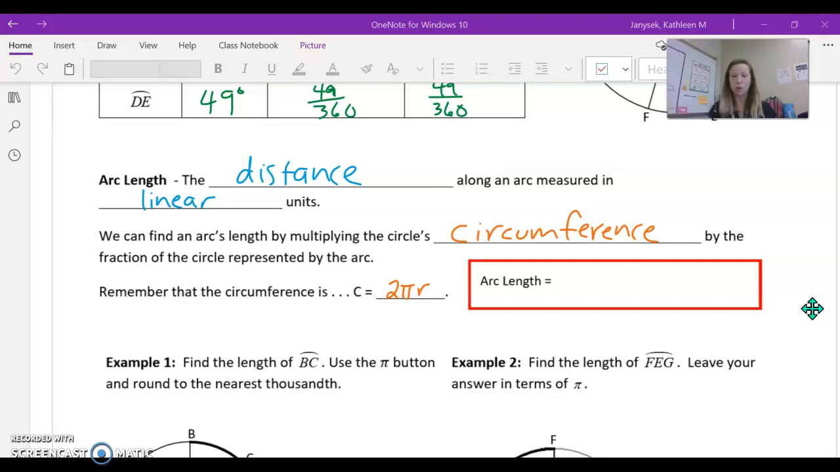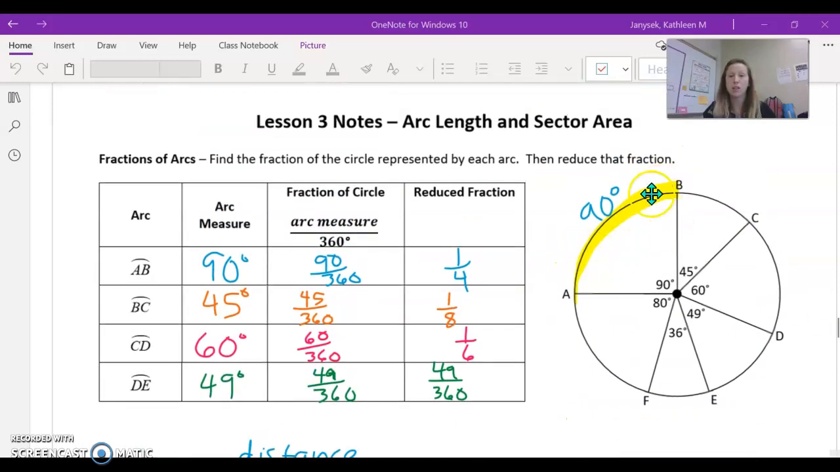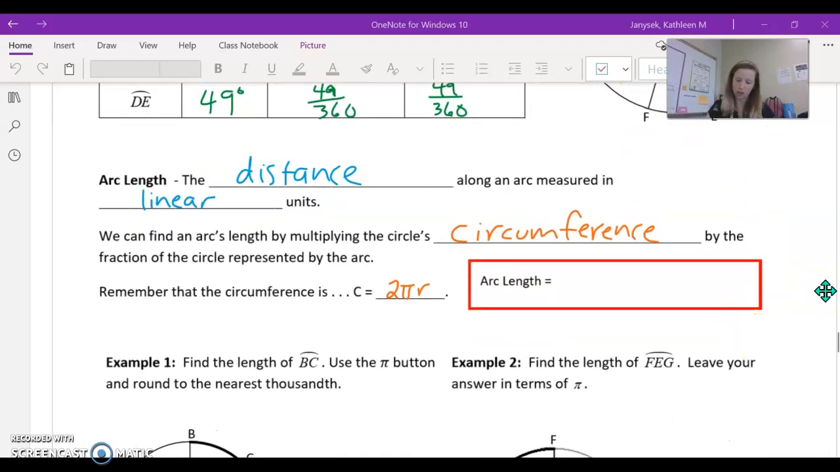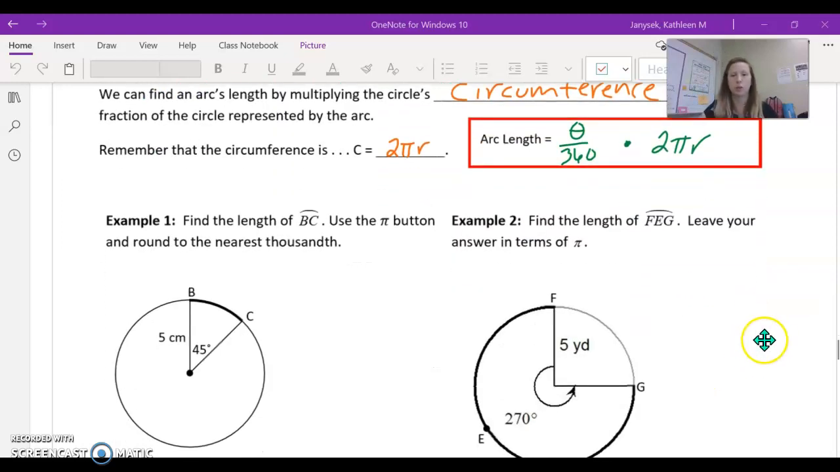So keeping in mind that when you're looking at these circles, this is only a fraction of the entire circumference. So the formula to find arc length is whatever that fraction is, we're going to use the symbol theta for whatever measure your angle is, over 360, times the entire circumference, 2 pi r. So let's look at an example. I'm going to leave the formula at the top so we can see it.